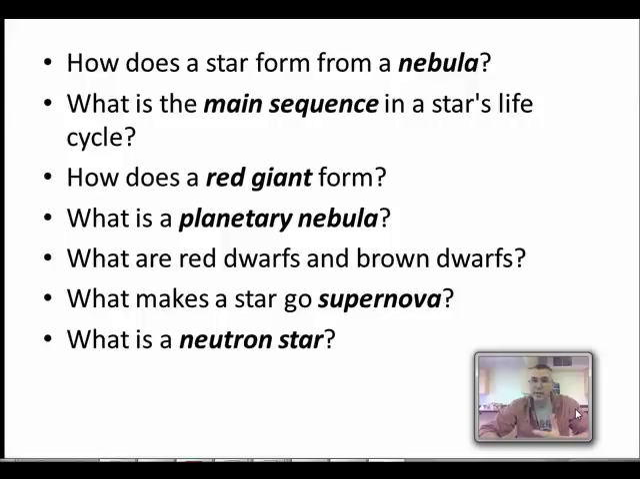What is a red giant? How does it form? What's a planetary nebula? What's a supernova? And what's a neutron star? Okay, we'll also talk about dwarf stars and different sizes of stars, and we'll talk a little bit about that more in the next slideshow as well.